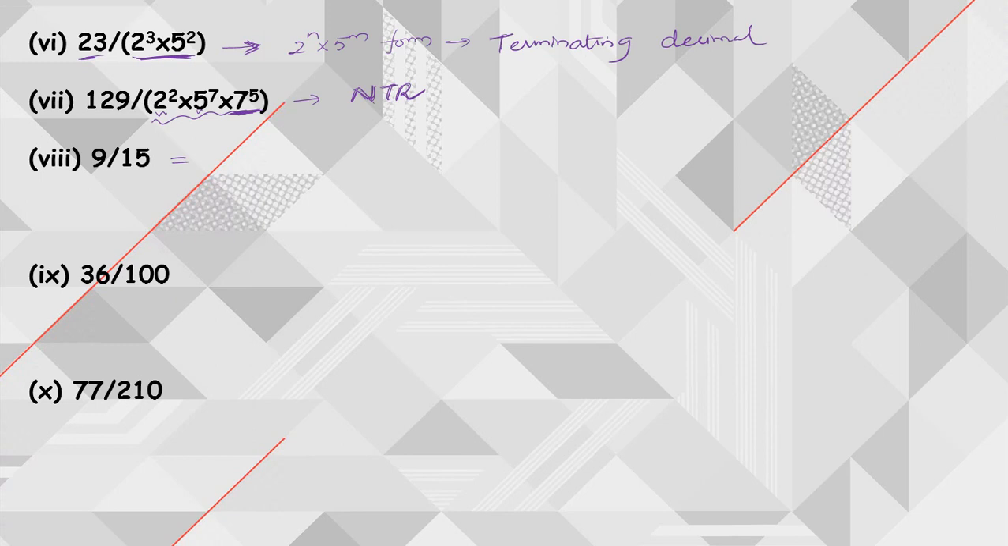Here if you observe 9 by 15, so 9 you can write as 3 into 3, and 15 I can write as 3 into 5. So 3 gets cancelled. So this is nothing but the simplified form of p by q. Now if you observe the denominator, it is of the form 2 power 0 into 5 power 1, hence it is a terminating decimal.